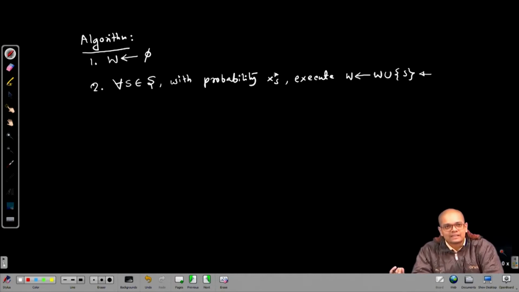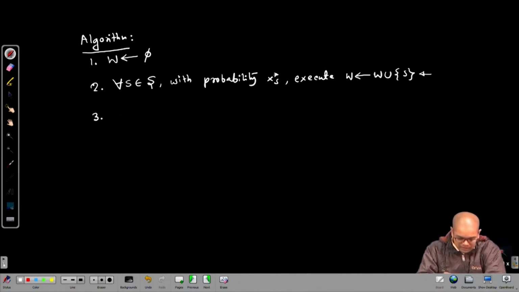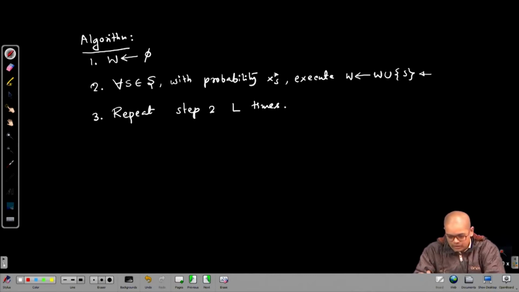Now we have seen in randomized algorithms that to boost the success probability, we need to execute the algorithm many times. So that's the third step: repeat step 2, say L times. Let the analysis dictate what the value of L should be, so that all elements are covered with constant probability, say at least 99%. Okay, so analysis.